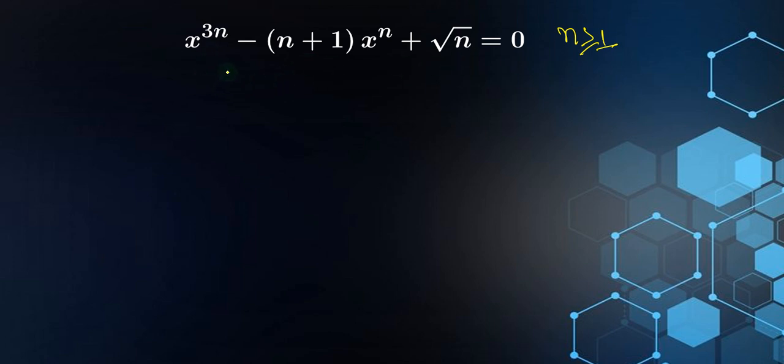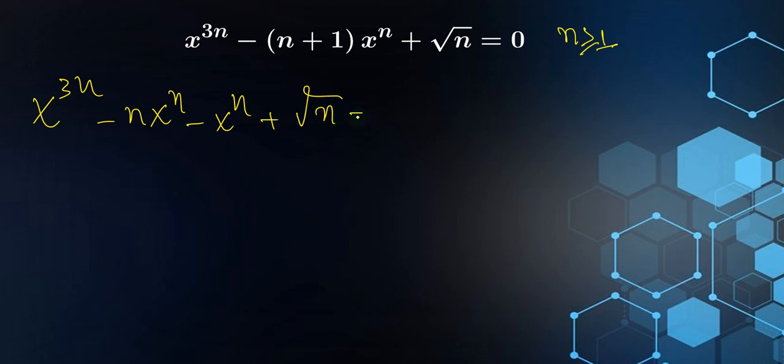What I'm going to do here is keep this x to the 3n, and then multiply this one by this one, so I'm going to have n x to the n, and then minus x to the n, and then plus square root of n equals 0. So we are solving to find the general solution for this kind of equation, for whatever n we choose.